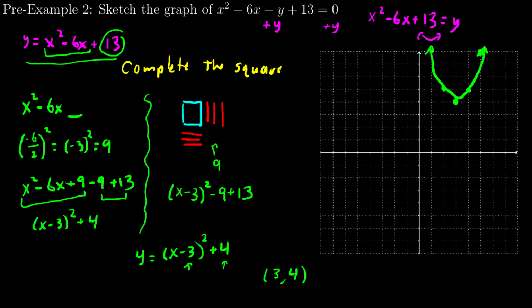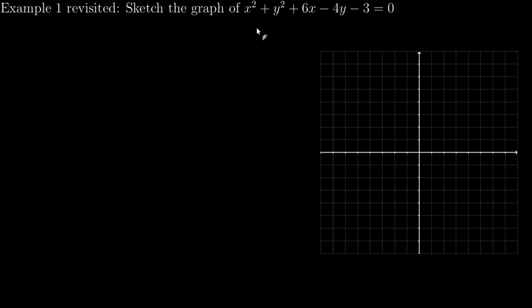Now let's finally get back to the problem we're dealing with, which is x squared plus y squared plus 6x minus 4y minus 3 equals 0. So we will complete the square twice. We'll complete the square once for the x terms, and we'll complete the square a second time for the y terms.